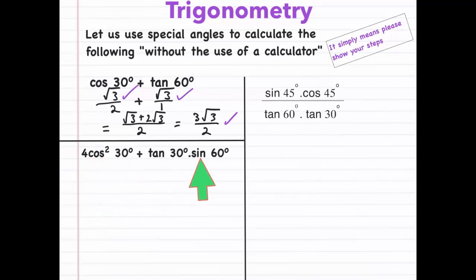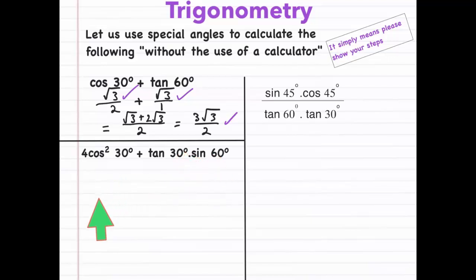It's important to know my writing, as you know from our previous lesson with the calculator. What does this mean? It means 4 times the cosine of 30 degrees, which is then squared, okay? So the cosine 30 degrees squared times a 4, okay? Plus the tangent of 30 degrees and the sine of 60 degrees.